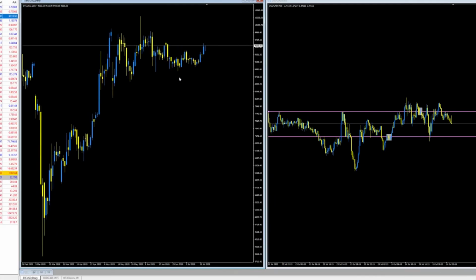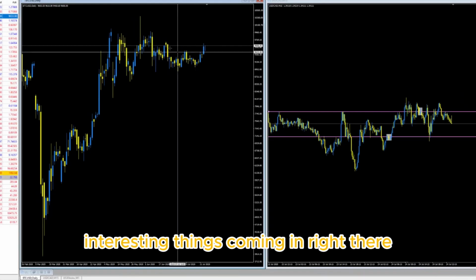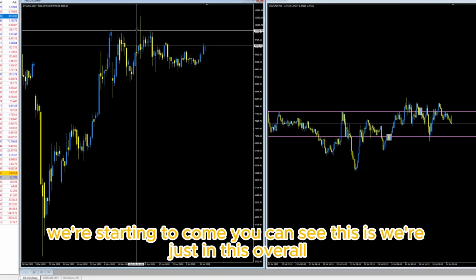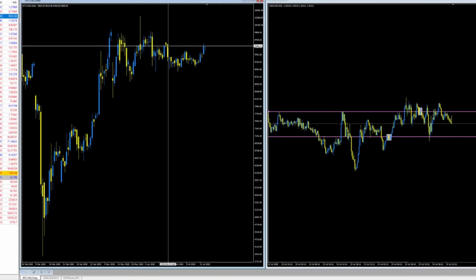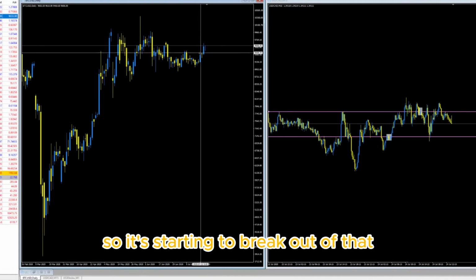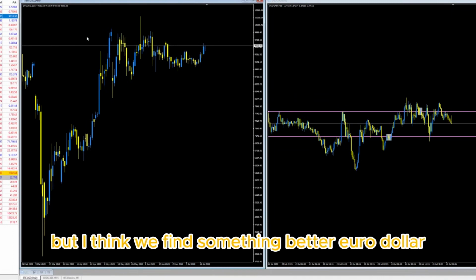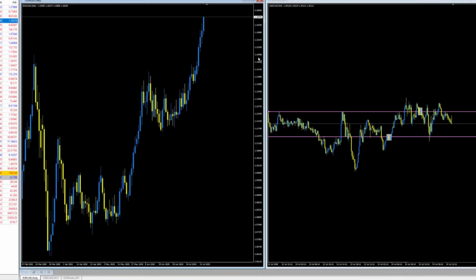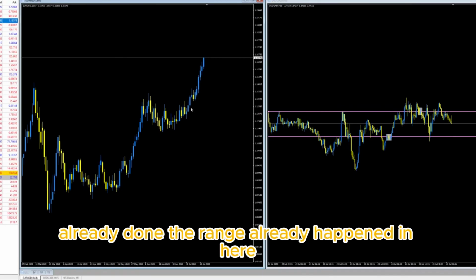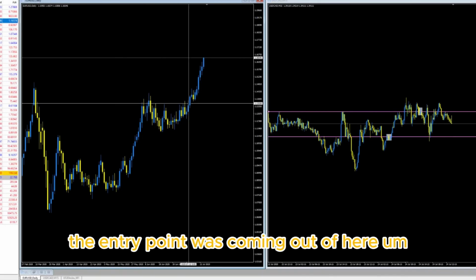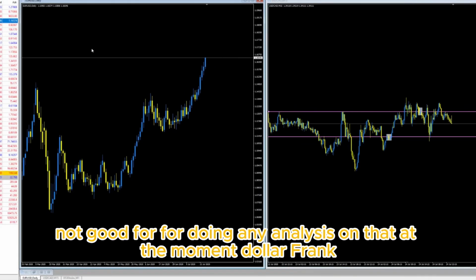Bitcoin, interesting things coming in right there. You can see we're just in this overall tightening range right here, so starting to break out of that. Could be some interesting things going through there, but I think we can find something better. Euro dollar. Definitely nothing there. Already done. The range already happened in here. The entry point was coming out of here. Not good for doing any analysis on that at the moment.